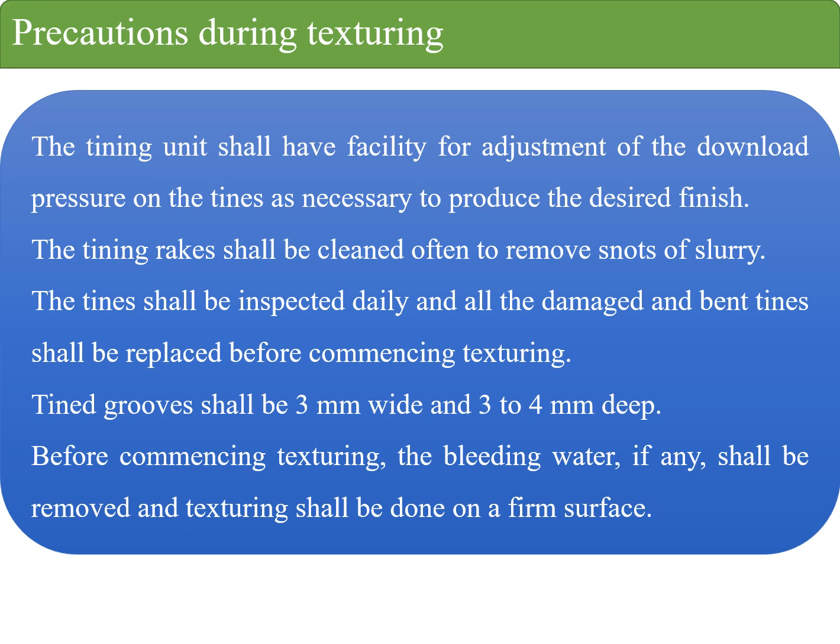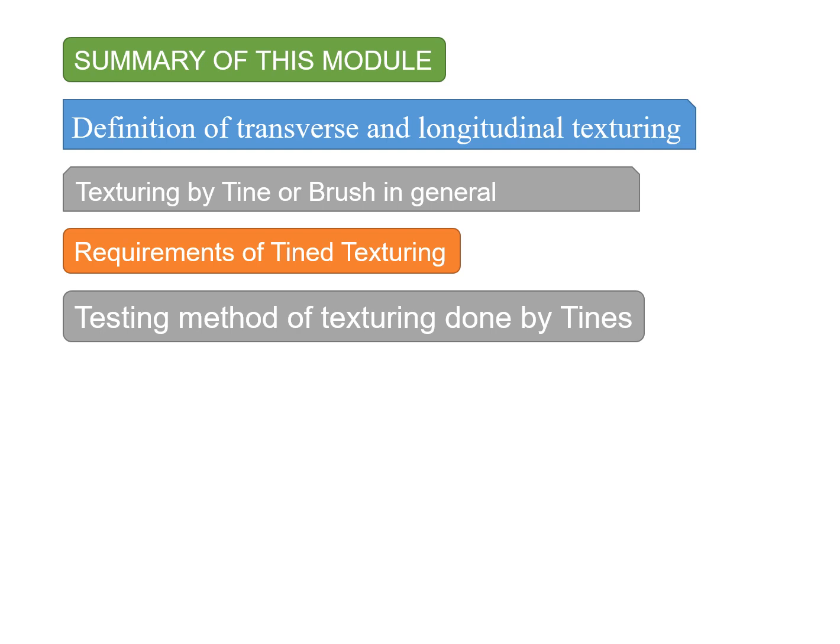So to summarize this module, we talked about texturing and the different types of texturing. That is, texturing can be done by using brush, or it can be done by tines. The method of texturing, like how we are going to do the texturing, whether it is longitudinal or in the transverse direction. Then the test of texturing to ensure whether the requirement is being fulfilled as far as the depth is concerned for texturing using the tines.